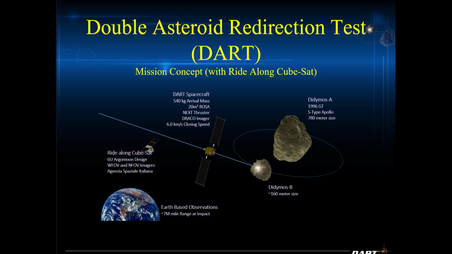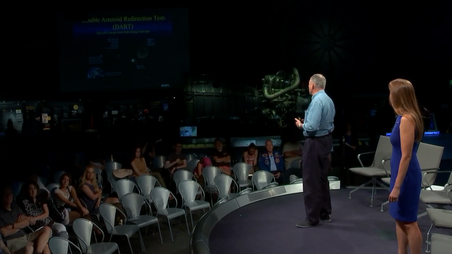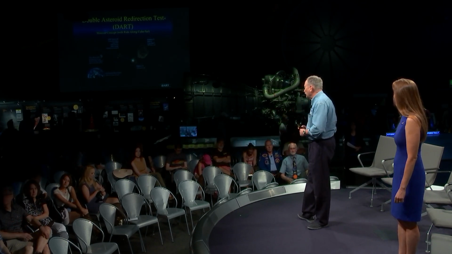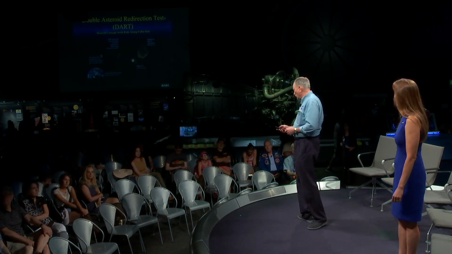We are working on a demonstration of this technology and technique with a project that has just been started and is about to be confirmed for its full development and launch later on. Launch in 2021 to encounter an asteroid system called Didymos in October 2022: the Double Asteroid Redirection Test. And Cheryl is going to tell you a little bit more about this because she is the program manager for this project.